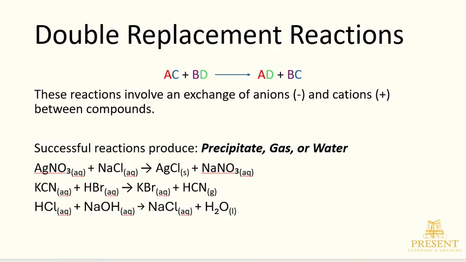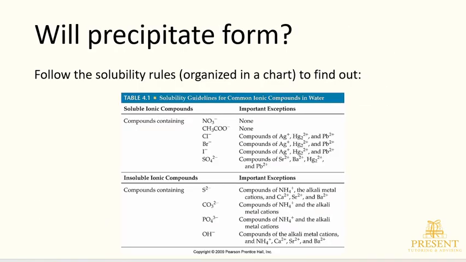And the reason why this would be successful is because HCN in this scenario would be gas. And then you could also have HCl reacting with sodium hydroxide. It produces NaCl and water. Because this is an acid-base neutralization reaction, the water being produced will tell us that this will indeed be a successful reaction.